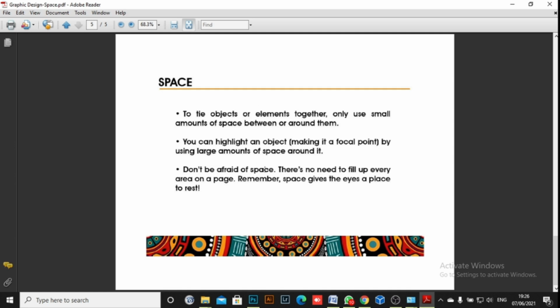There's no need to fill up every area on the page. Remember, space gives the eye a place to rest. You don't need to fill up the whole canvas or the whole workspace with elements. Give room. So what did I say? Give room. Let there be space.